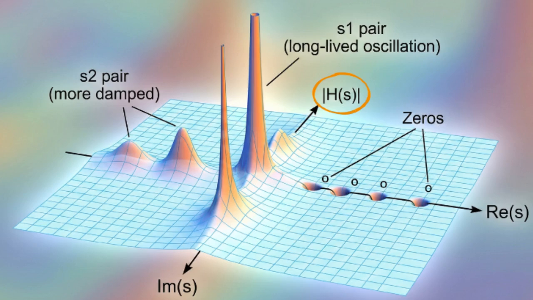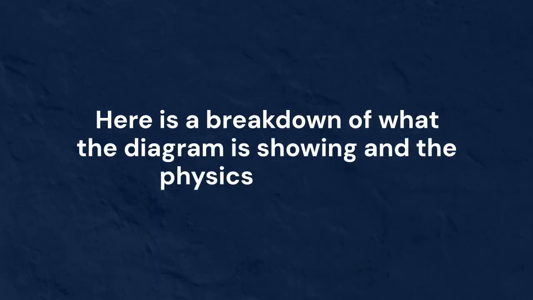This is a wonderful piece of ASCII art. It is a conceptual 3D visualization of the magnitude of a system transfer function: the magnitude, or absolute value, of H evaluated at s, plotted over the complex s-plane. Here is a breakdown of what the diagram is showing and the physics behind it.